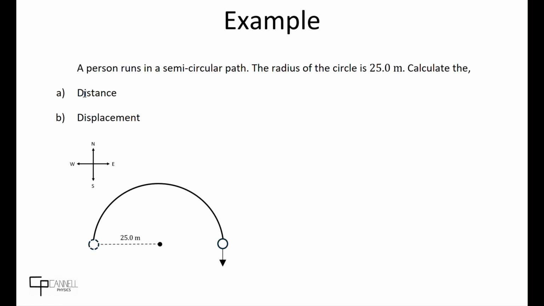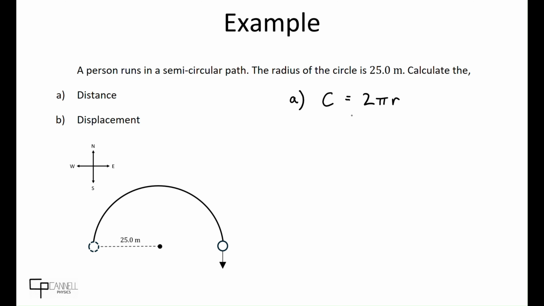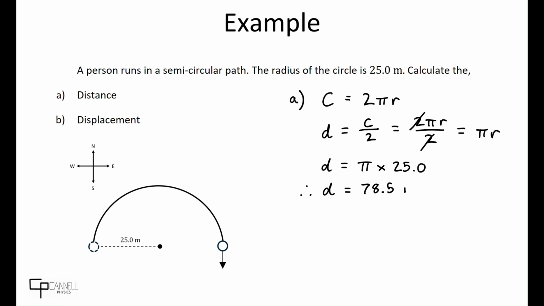To answer part A, to find the distance for this journey, we need to recognize that this is half of a circle. And since distance is the length of the path taken, then the distance will equal half of the circumference of this circle. So recalling that the circumference of a full circle is 2 pi r, and the distance is going to be half of this circumference. So substituting the formula for circumference, we get 2 pi r over 2. And we can see that the 2's cancel out, so therefore the distance is simply pi times r. And substituting the radius and solving gives us 78.5 meters.